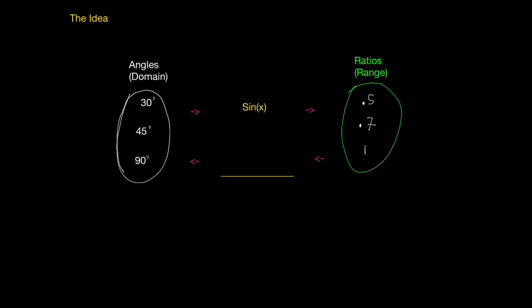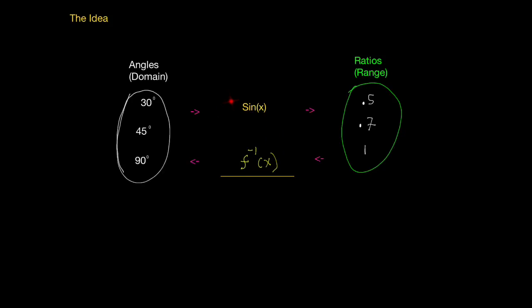Now we want a way to go backwards. Instead of inputting angles and spitting out ratios, we want to input ratios and spit out angles. So for example, let's say we had an inverse function, f inverse of x. And let's say that I put in 1 here. I should be expecting to get 90 degrees. If I put 0.7 inside of here, I should be expecting to get 45 degrees. And if I input 0.5, I should be expecting to get out 30 degrees. For an inverse function, we're going backwards. Now we're inputting ratios and expecting to get angles.